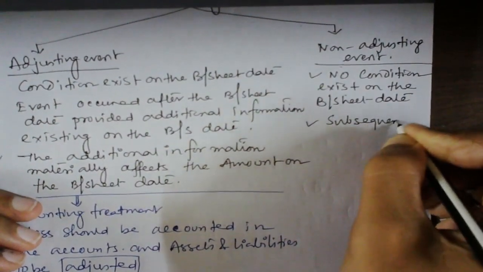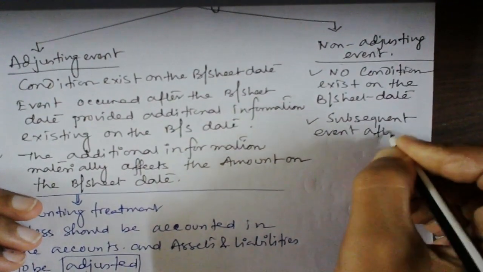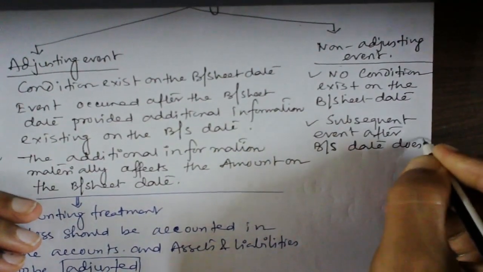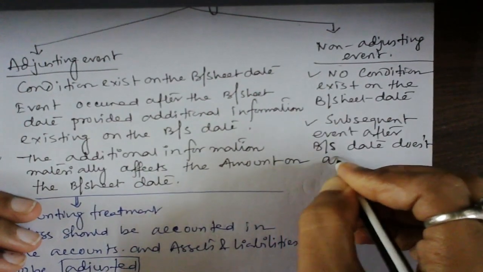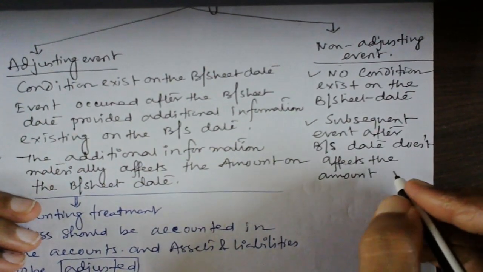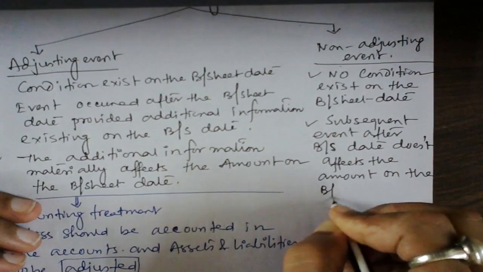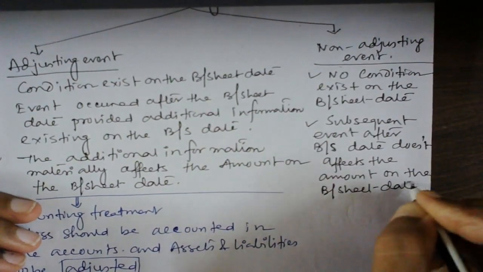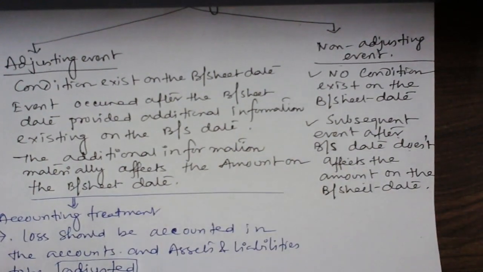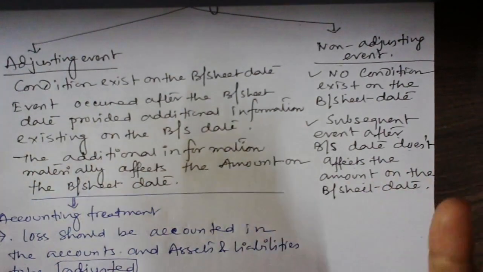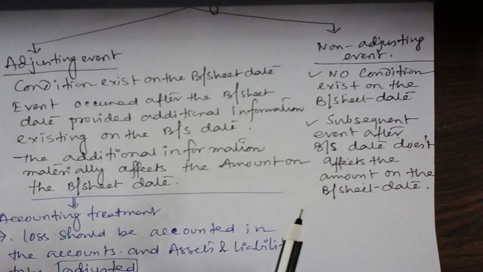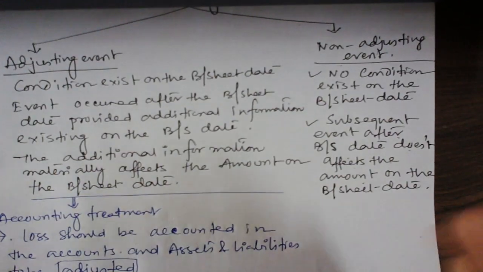Subsequent event after the balance sheet date does not affect the amount on the balance sheet date. It means your proposed dividend will impact next year, why would it impact the current year? The books are already closed. You just declare the dividend from the current year profit, but it is not going to impact right now.